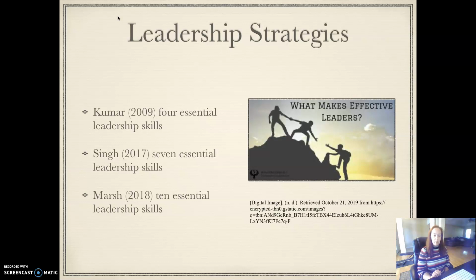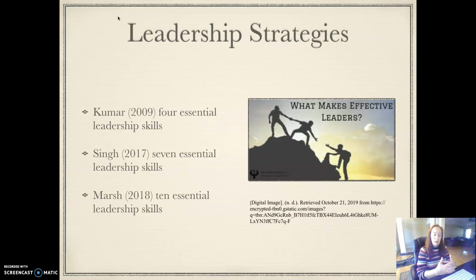Depending on which author or authors you reference, there are between 4 and 10 essential leadership strategies that a project manager must possess to be an effective leader. I will go through each one of these essential strategies, and then we'll look for some similarities in how they can be implemented in this organization.